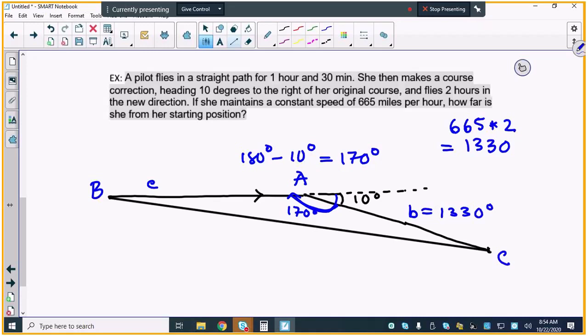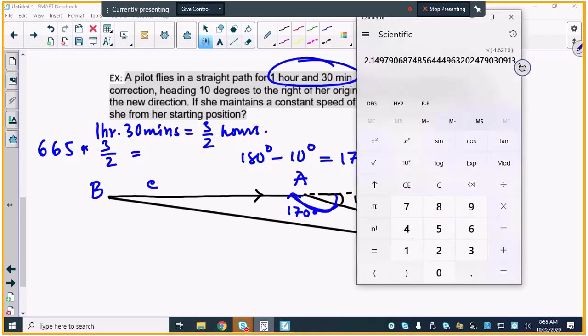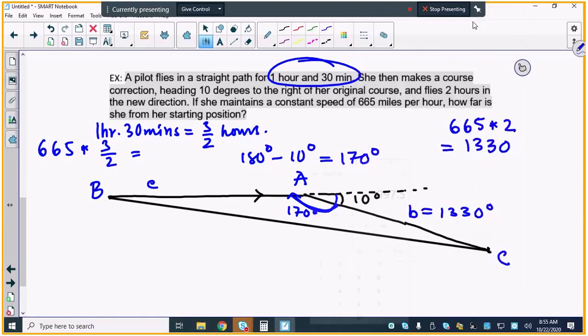And the other one was for 1 hour 30 minutes. So 3.5 hours, so 3 over 2 hours actually, 1.5 hour, I'm so sorry. So 1 hour 30 minutes is 3 over 2 hours, and then use the constant speed one more time. It's 665 times 3 over 2. So let's do that number in our calculator. 665 times 3 divided by 2, so 997.5.